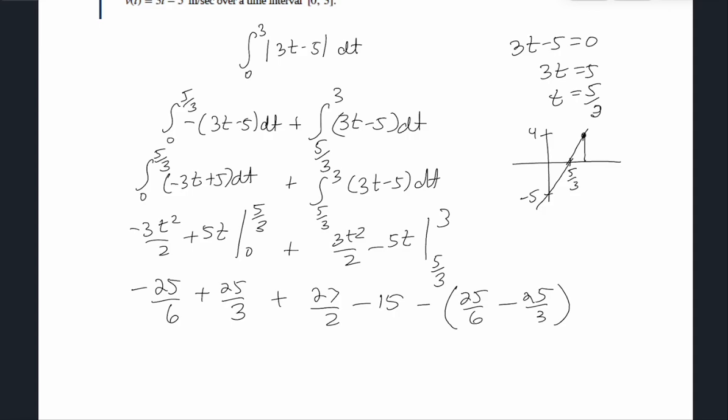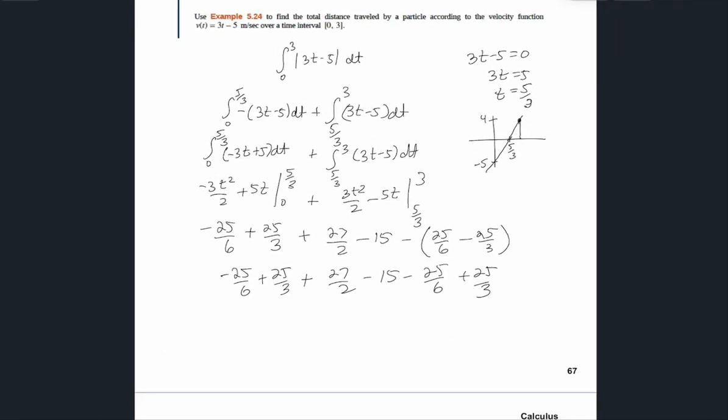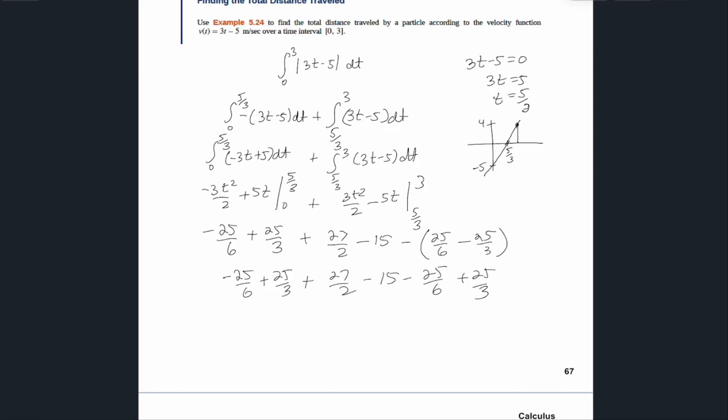Okay, now distribute this negative here. That should be our only thing to distribute. So we get negative 25/6 plus 25/3 plus 27 halves minus 15 minus 25/6 plus 25/3. Let's just make sure I got all the same things they did. Yep, okay. If you broke it up right, you should always get a positive answer when you're doing this. And the answer is 41/6 meters.